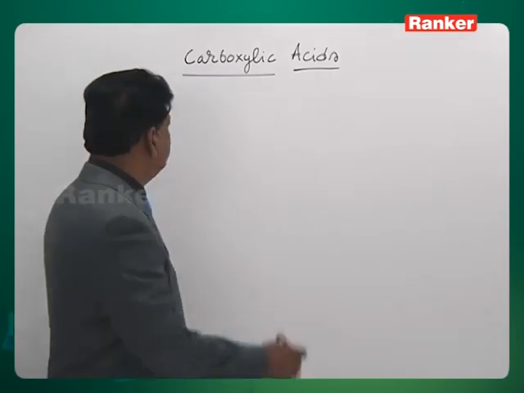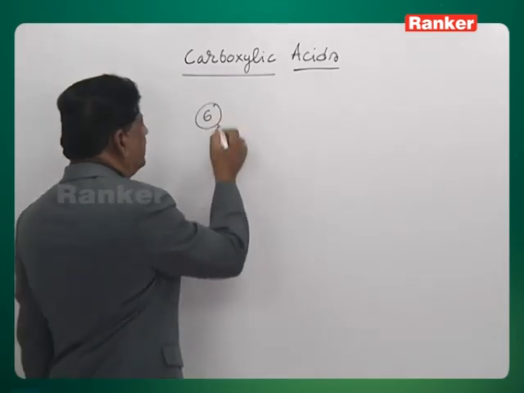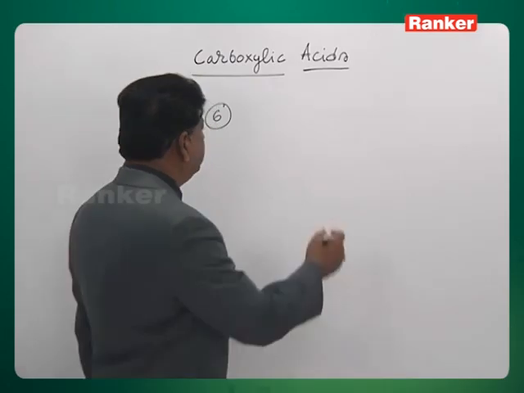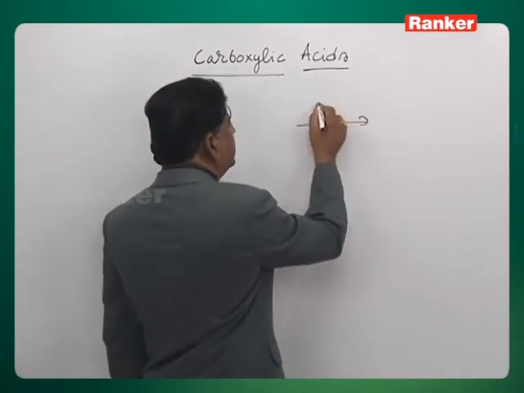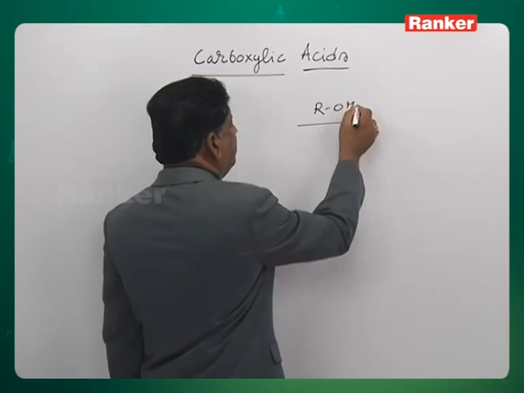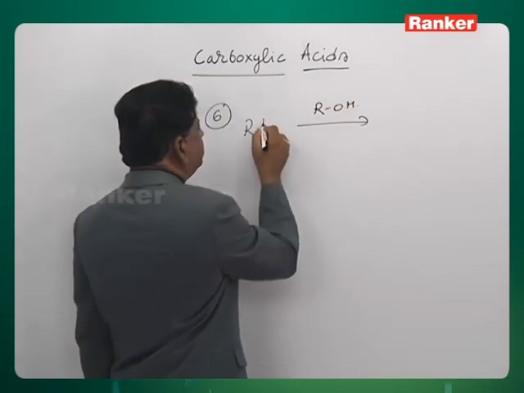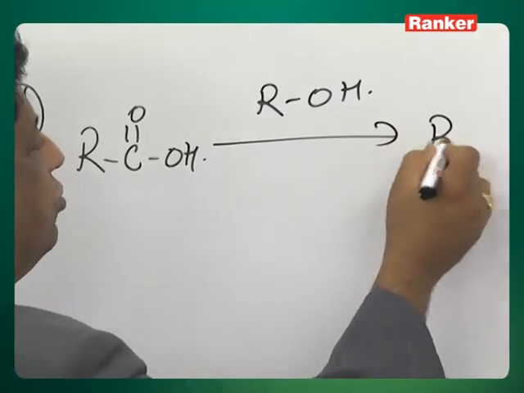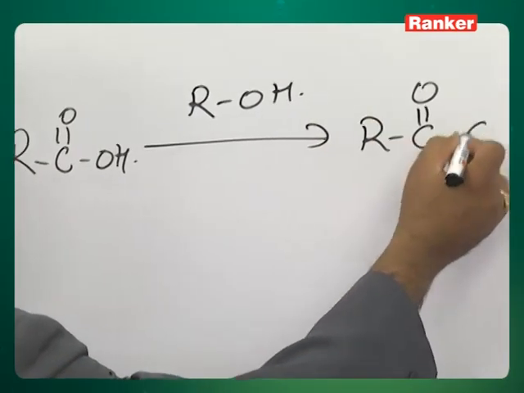Let us go for question number 6. In the 6th question, which of the following acids gives faster esterification with the given methyl alcohol? The alcohol is given as standard, but the acids are different carboxylic acids. A carboxylic acid reacts with this alcohol and gives ester formation.